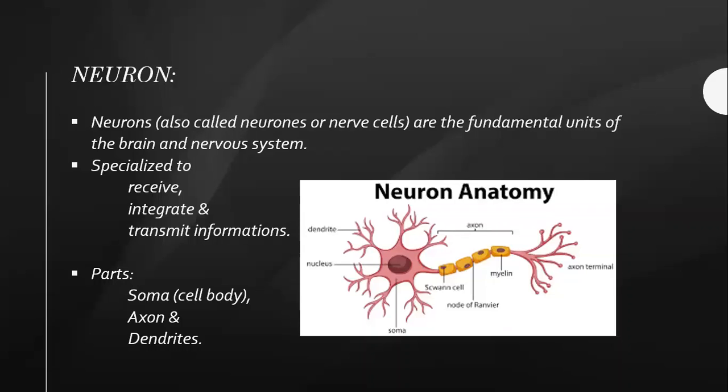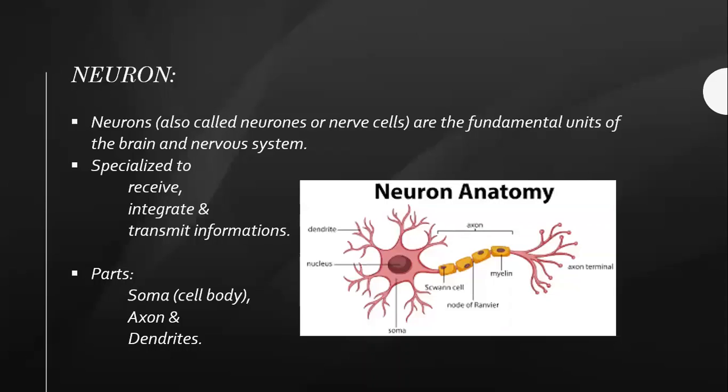So, let's talk about neuron. As we know, neuron or the nerve cell is the fundamental unit of the brain and the nervous system. These cells are specialized to receive, integrate, and transmit information. So, talking about the parts, the major parts include soma, axon, and dendrites.